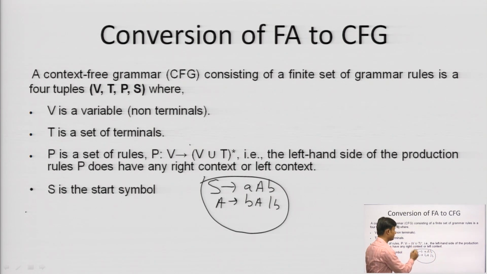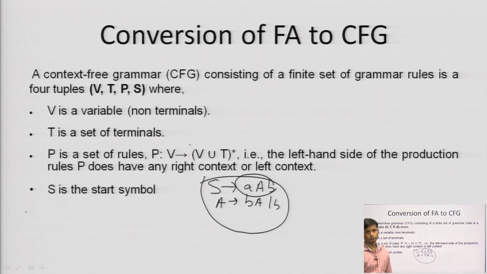V union T asterisk means that on the right side there can be any combination of variables and terminals, and on the left side only one variable is there. Then we can say this is a context free grammar. S is the start symbol of the grammar.